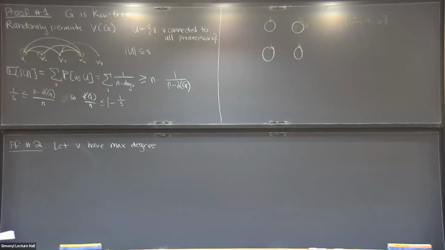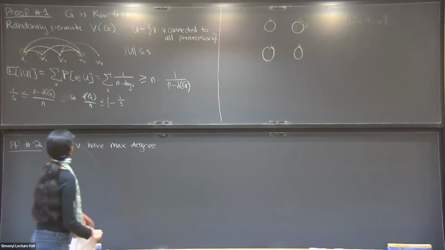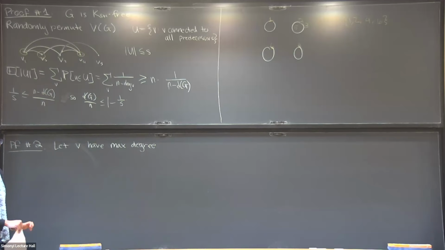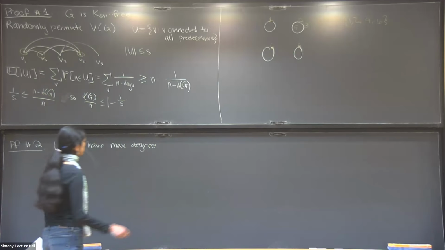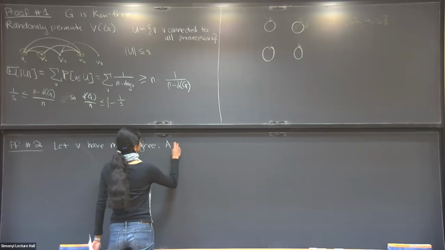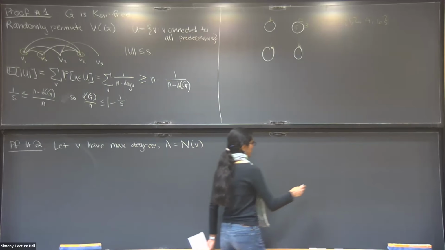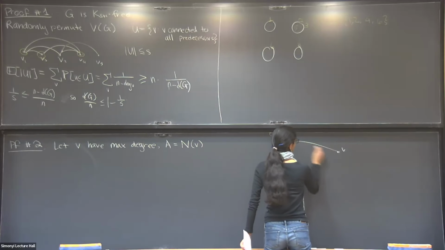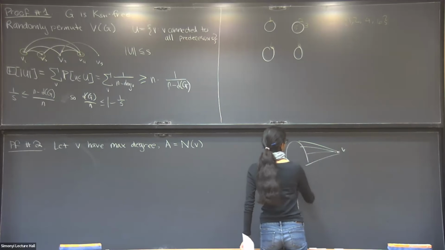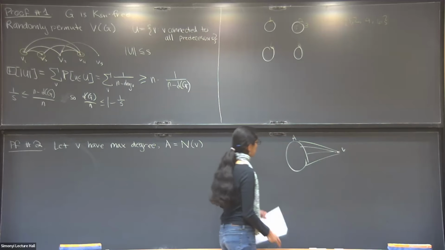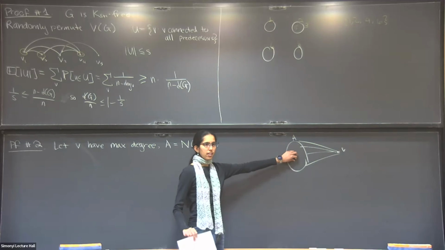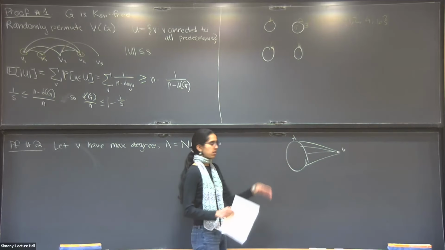So pick a vertex with maximum degree. And once again, same setup, G is K_{S+1} free. And I'm going to look at its neighborhood. So now I know that if I look at V and I look at its neighborhood, what happens within A is K_S free.